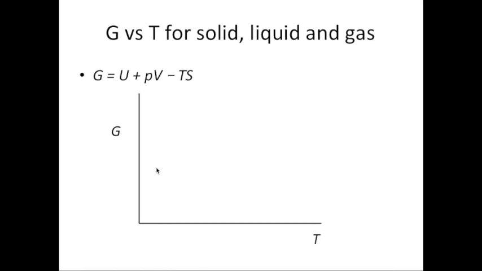So here's G as a function of T for solids, liquids and gases, and I plotted it on these axes here. So let's first plot it for a solid. We know that it's quite low to start off with because this term is negative and large. And as we increase in temperature, this term starts to get bigger and bigger, so G gets lower and lower, but at a relatively modest rate.